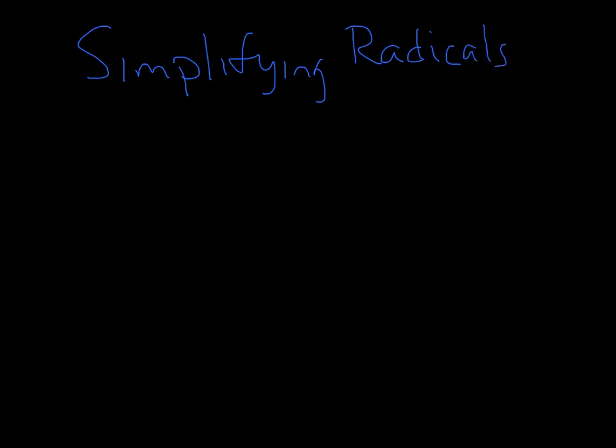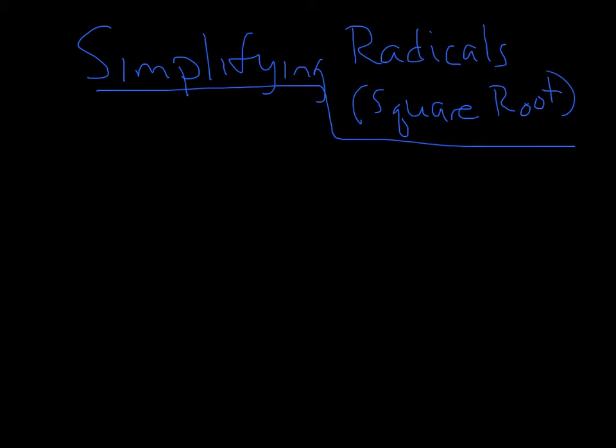This section deals with simplifying radicals. The term for a radical of a particular type is a square root. So we're going to look at simplifying square roots. First of all, when is a square root not simplified?